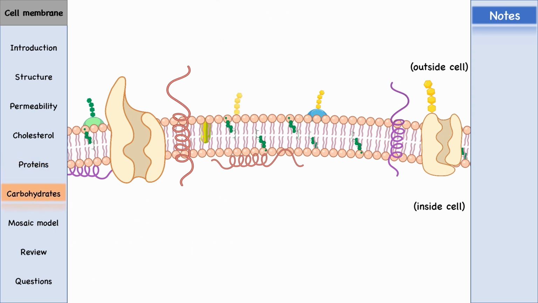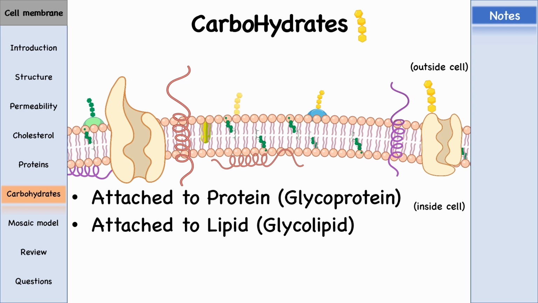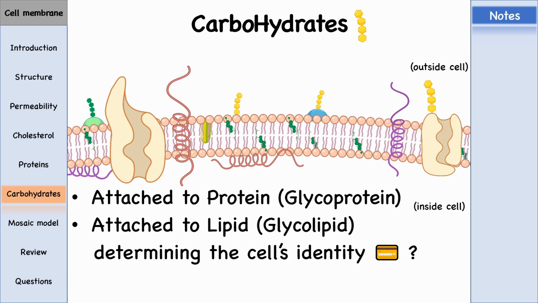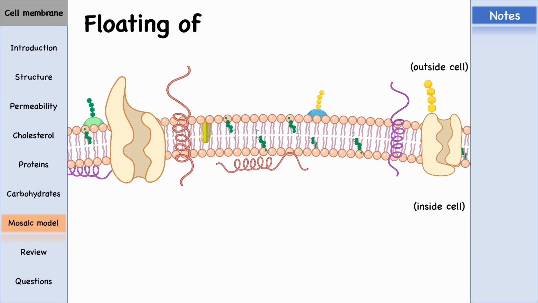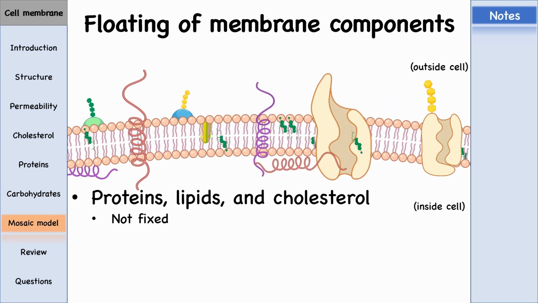The membrane also contains carbohydrates, which are usually attached to proteins in the form of glycoproteins, or attached to lipids in the form of glycolipids. Both glycoproteins and glycolipids have important functions such as determining the cell's identity, which we will discuss later. The proteins, lipids, and cholesterol in the membrane are not fixed, but rather they are constantly moving and floating, and this gives us a form we call the fluid mosaic model.